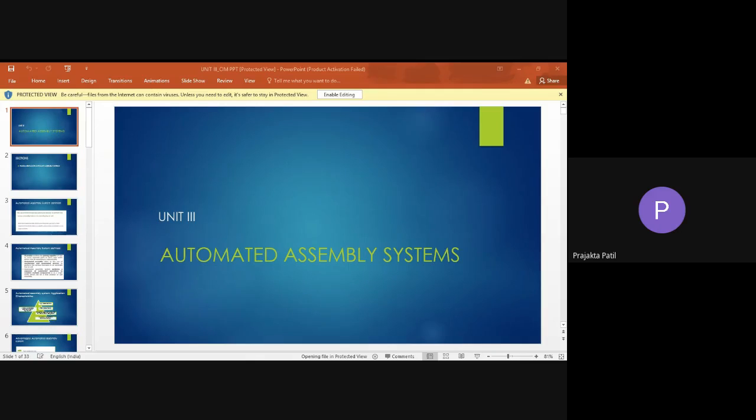So these things have to be taken into consideration whenever you plan for the automated systems. So automated assembly systems, they are used under the following conditions. Okay, before that, we'll just read the slide. Automated assembly systems can also be defined as: assembly involves the joining together of two or more separate parts to form a new entity, which may be an assembly or a sub-assembly.